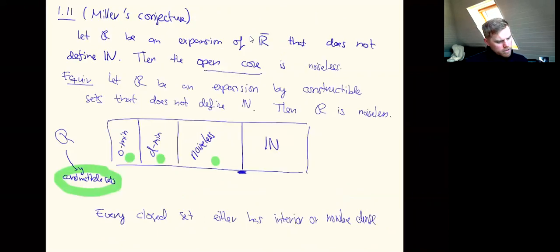I do want to say, of course, may I mention this here, is it necessary to have that the structure does not define the integers? Yeah, sure, of course. If you take the reals and you add N, then this is an expansion by a constructible set, by all means. And it's truly not tame, as we said, because the rational side is fine.